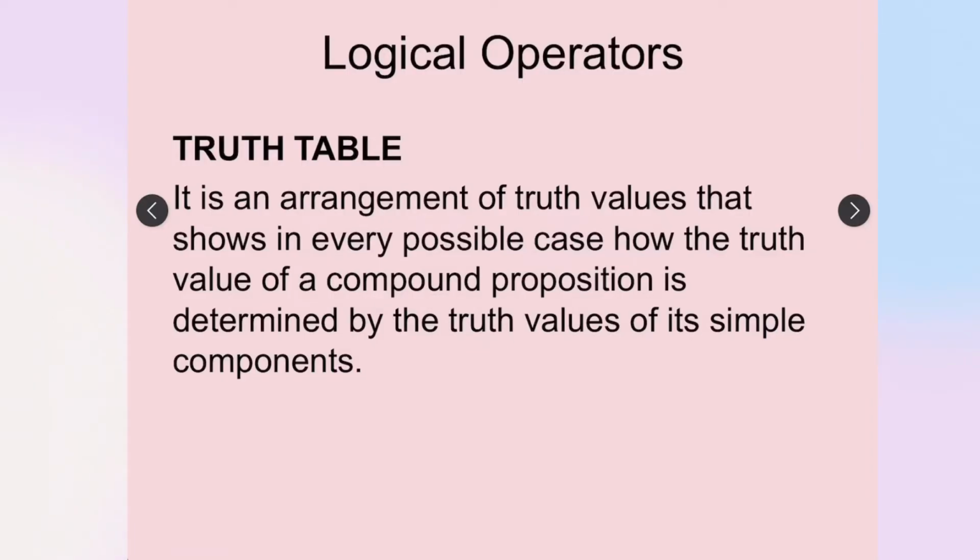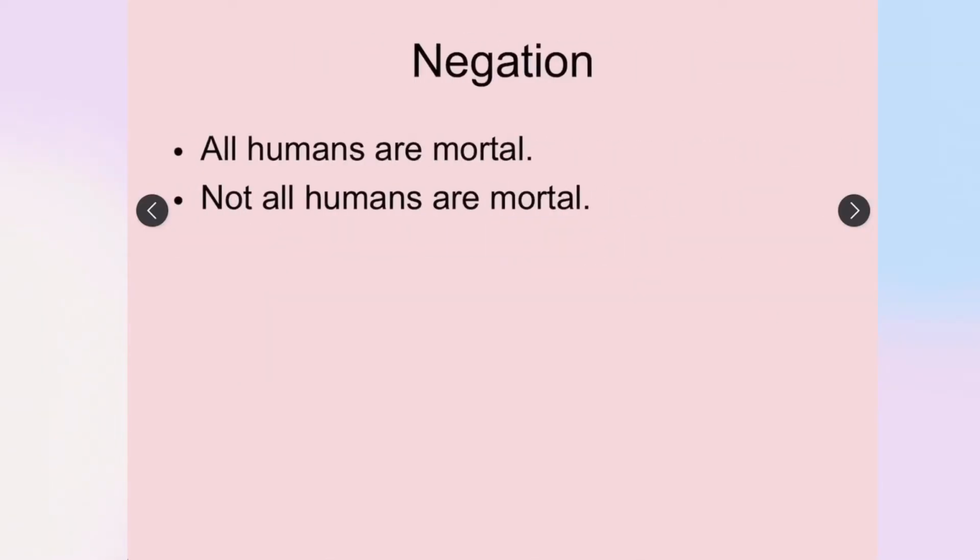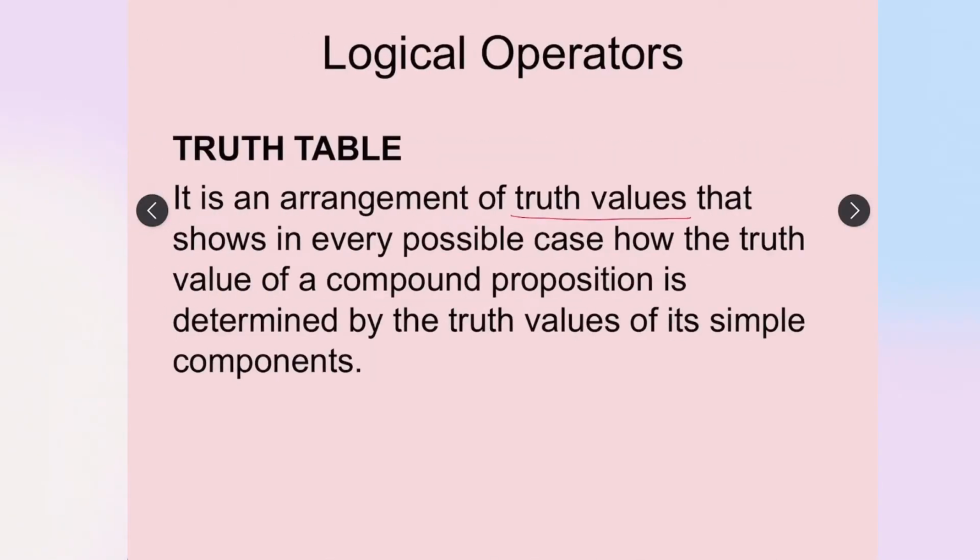Now moving to the next, we have the main important part, which is truth table. So what is a truth table? It is the arrangement of truth values that shows every possible case. So in the truth table, every possible case is shown, how the truth value of the compound proposition is determined by the truth value of its simplest components.